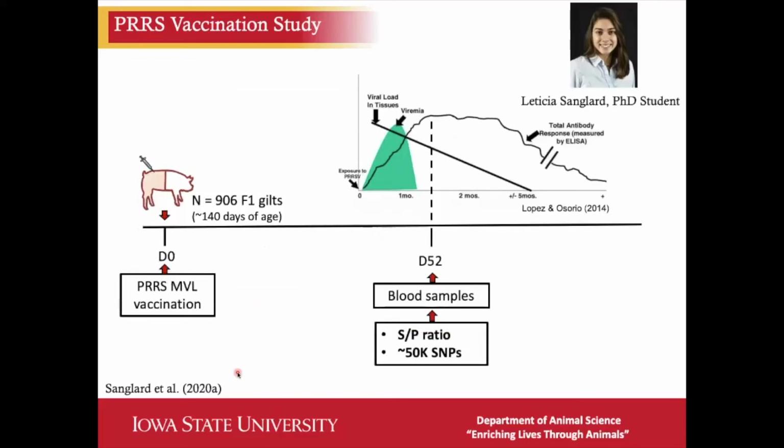So we had a trial performed at two farms in North Carolina with about 900 F1 gilts. All of them were vaccinated with a commercial MLV vaccine. And 52 days later, they had blood samples collected. With these blood samples, we measured SP ratio, and we genotyped them for 50,000 genetic markers. So this is the data.